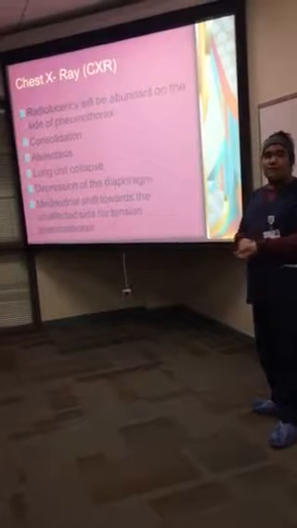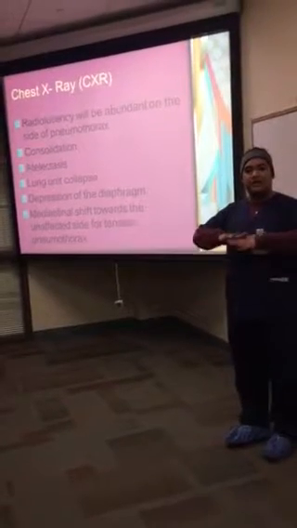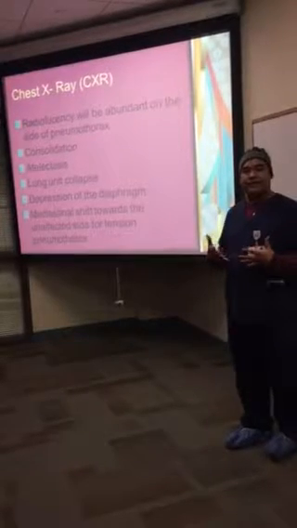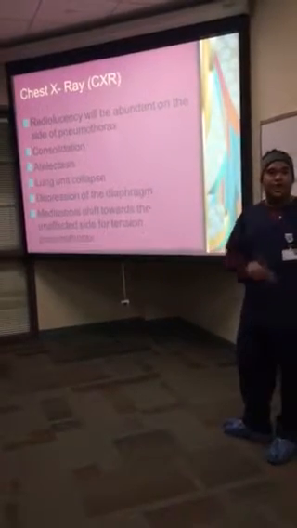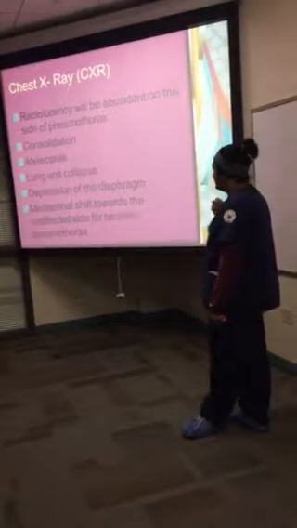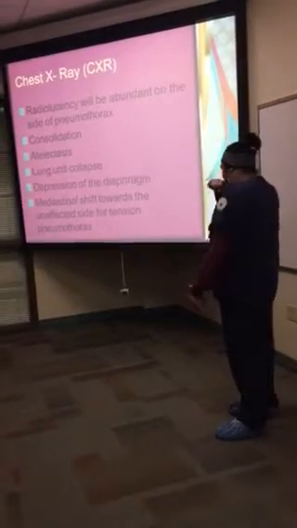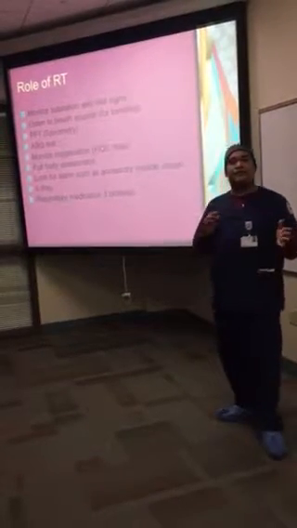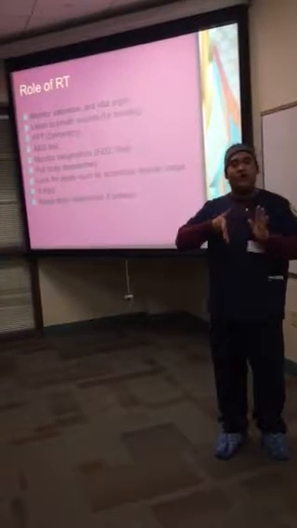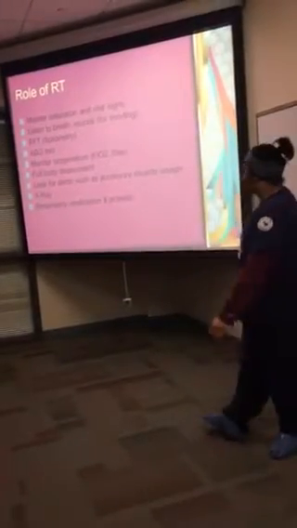There's depression of the diaphragm, because the thoracic area is going to be more hyperinflated because of the air that's trapped in the pleural space. And there's going to be a mediastinal shift towards the unaffected side for dense pneumothorax. So basically your trachea and your heart are going to shift to the side that is not affected. So you're going to have a shift of your mediastinum.